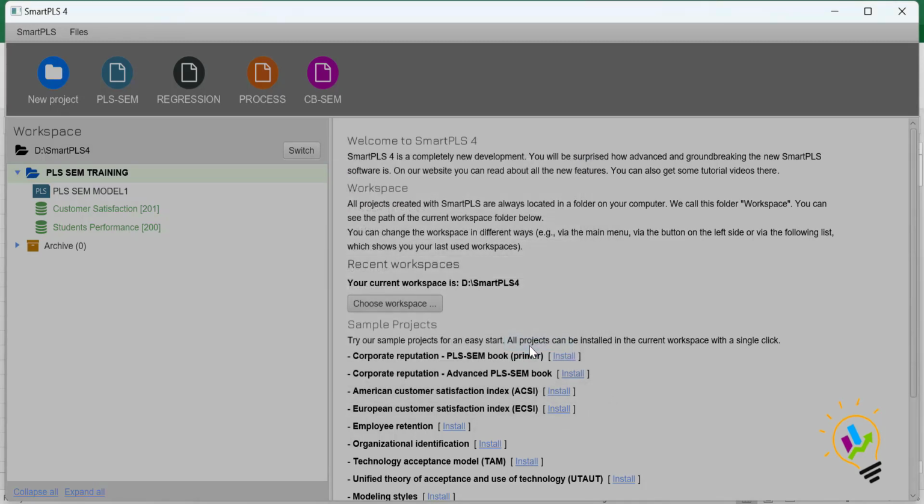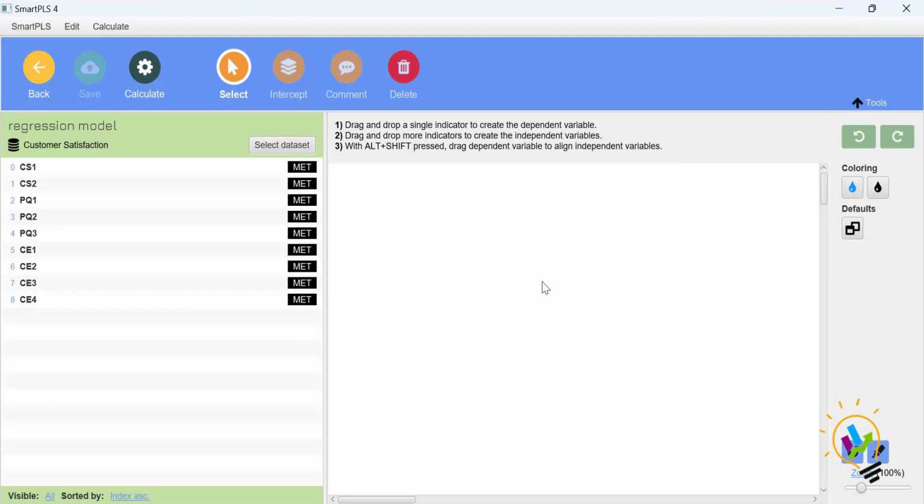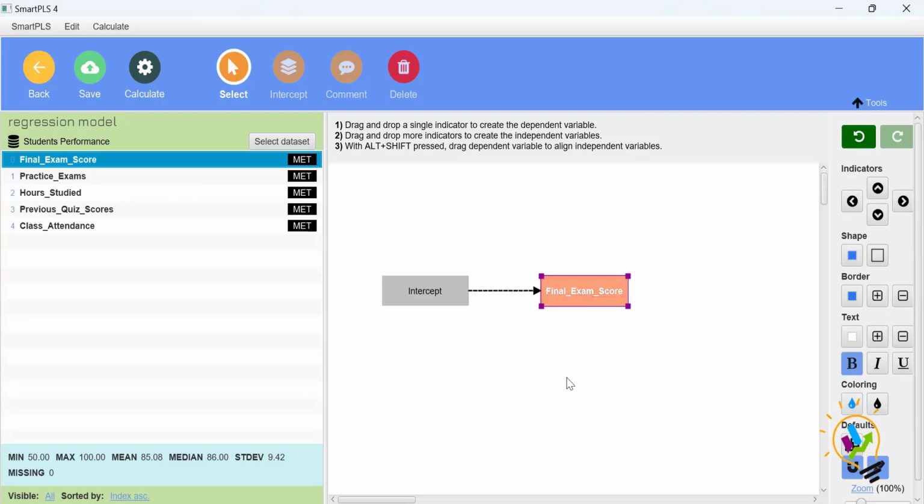Once I click save, we go to the SmartPLS canvas where we can draw the model. First select the data which you want to use for this model. The data is student performance. Now you can see we got all the 5 variables. First we will select this final exam score, simply click it and drag it onto the canvas. Once I drag it to the canvas, you can see final exam score with the intercept. Now let me move this intercept to the right side.